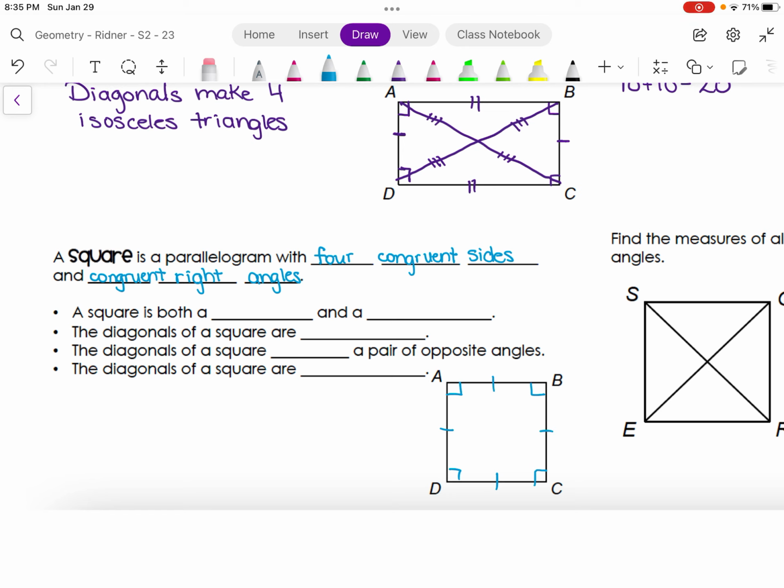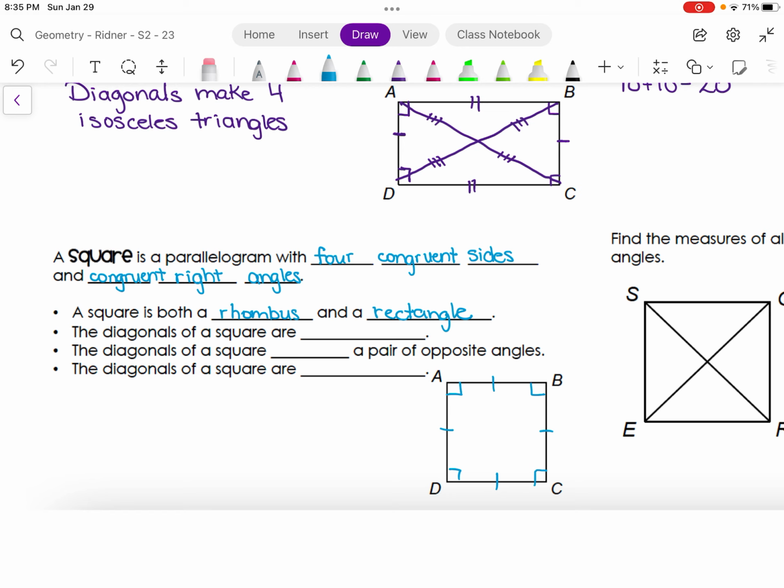A square is both a rhombus and a rectangle. It follows all the properties of both of those. So if there's a property in a rhombus or in a rectangle, like this, diagonals make 4 isosceles triangles, that's still true. Okay?